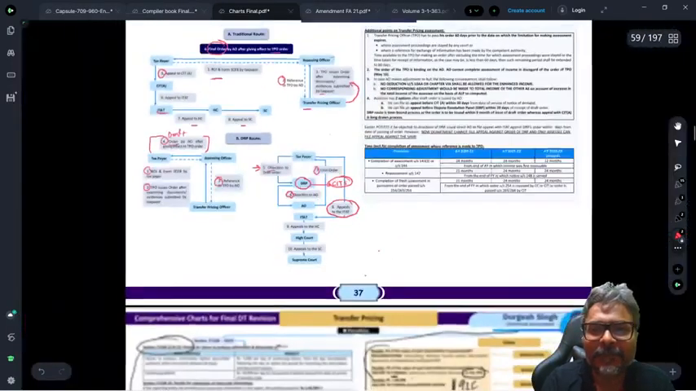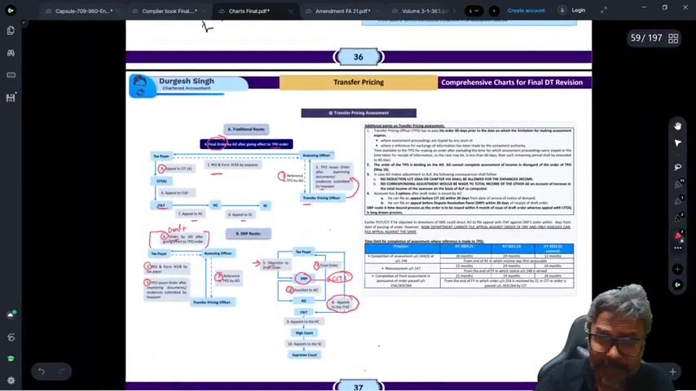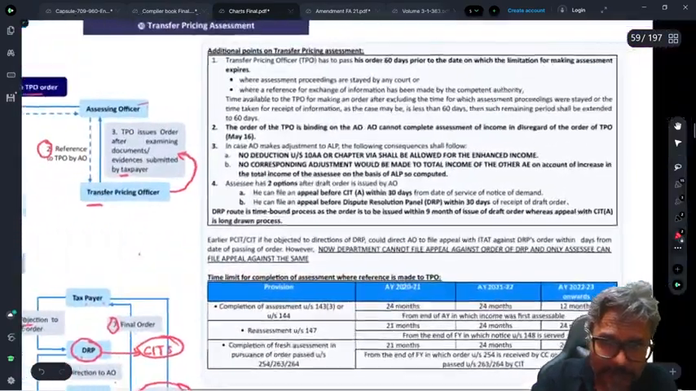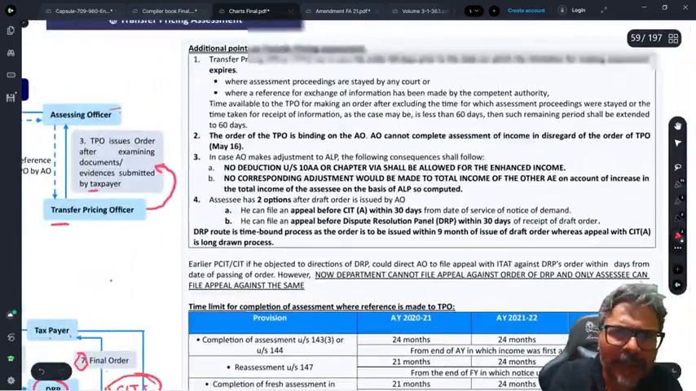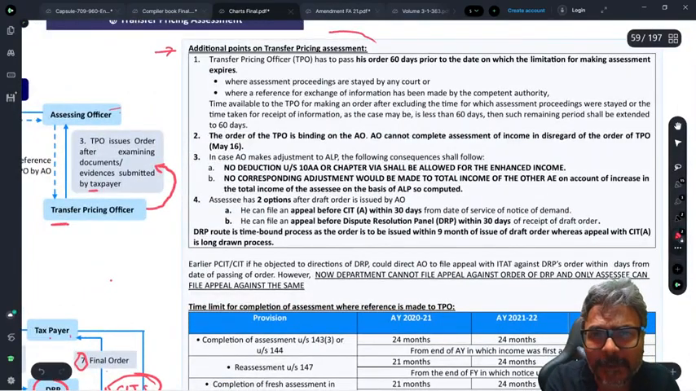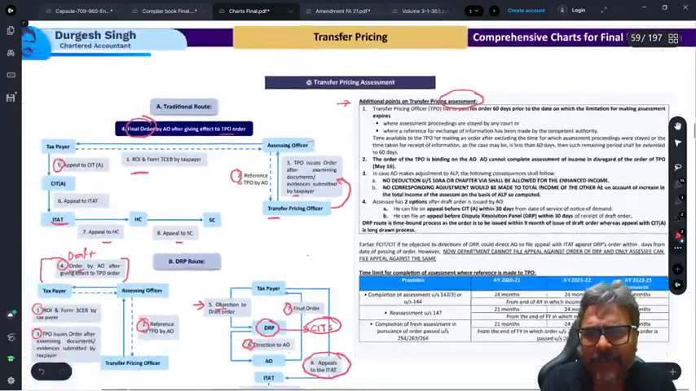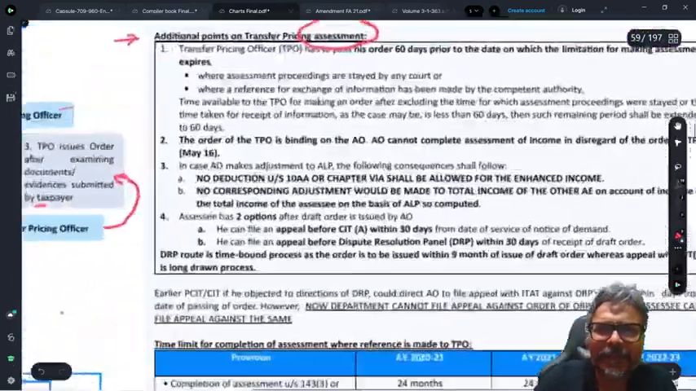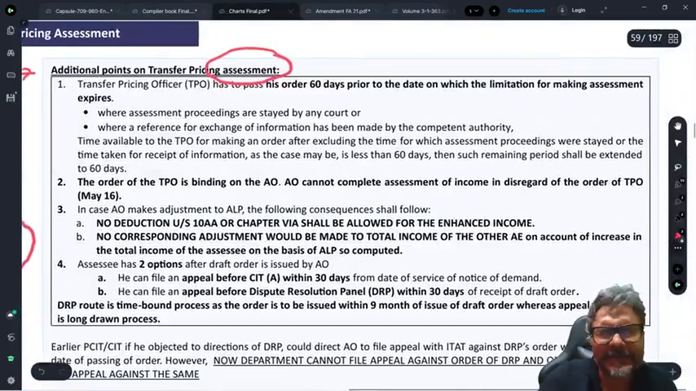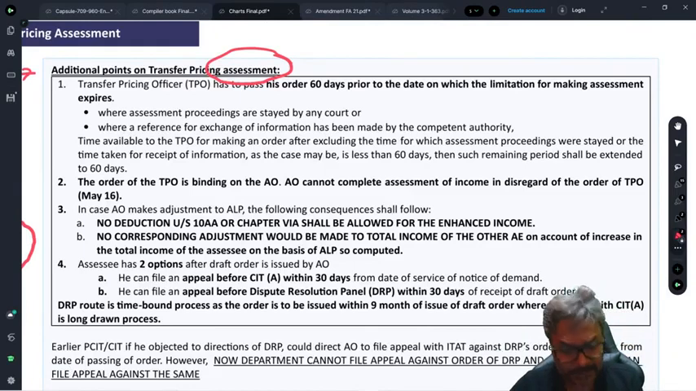After that, friends, some point on assessment. This is also the additional point on the transfer pricing assessment. So we will do that, and let's then move to the last segment on transfer pricing, and then we will move to equalization levy. Yes, Aranya, the 30 days that you're talking about, from the top order, that is true.